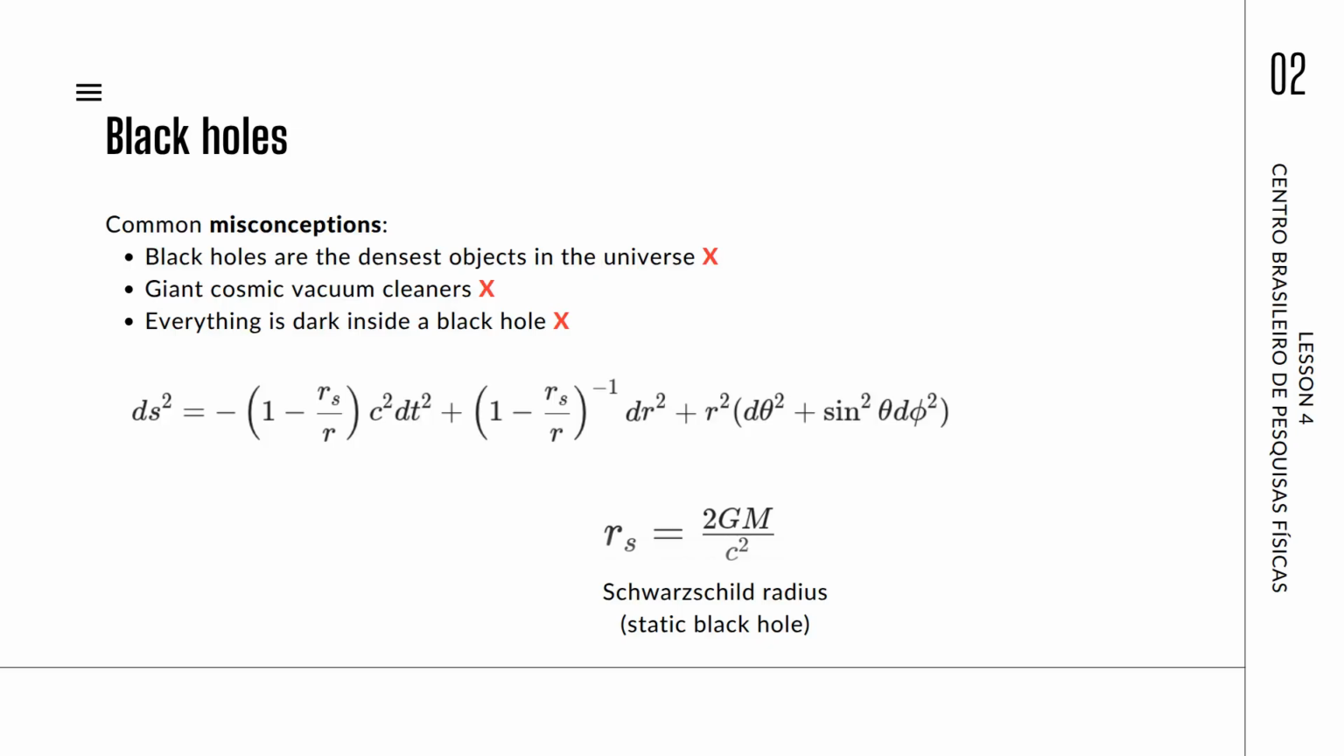Okay, let's start with some misconceptions about black holes. Black holes are often thought of as the most dense objects in the universe. You probably heard about that, maybe you have this in mind. But this is not true. Well, it depends on how we define the density, but let's talk about average density. If we speak about average density, it's not true.